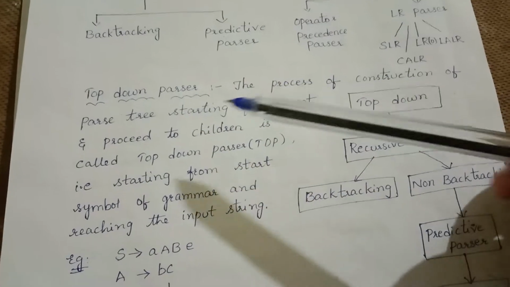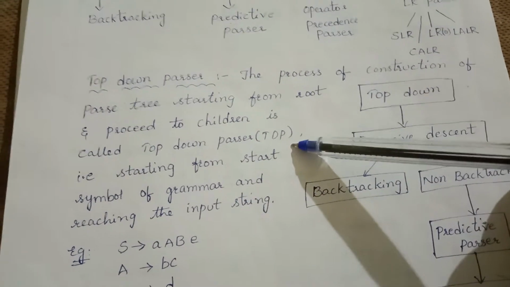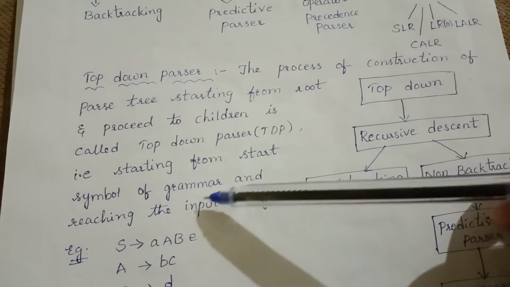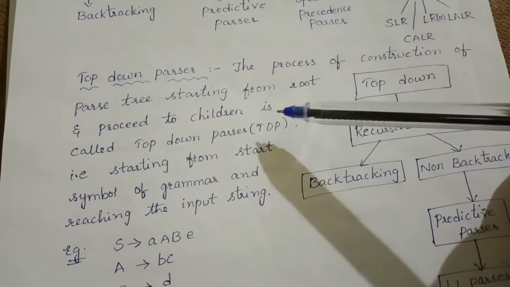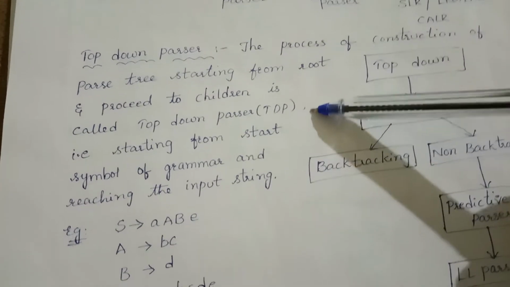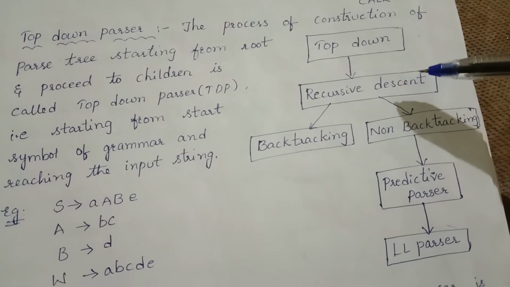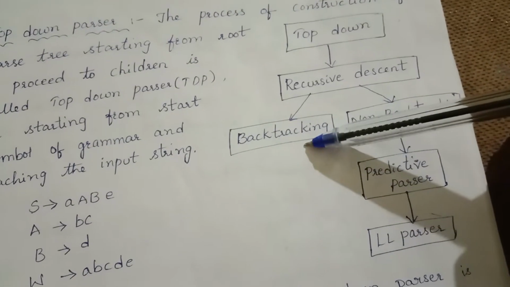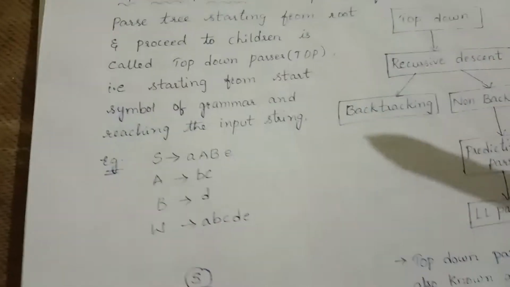The process of construction of a parse tree starting from the root and proceeding to the children is called top-down parsing. That is, starting from the start symbol of the grammar and reaching the input string is called a top-down parser. In top-down parser, we have the recursive descent parser, backtracking and non-backtracking. In non-backtracking, we again have predictive parser and LL parser. So we'll discuss what is the meaning of backtracking and non-backtracking.